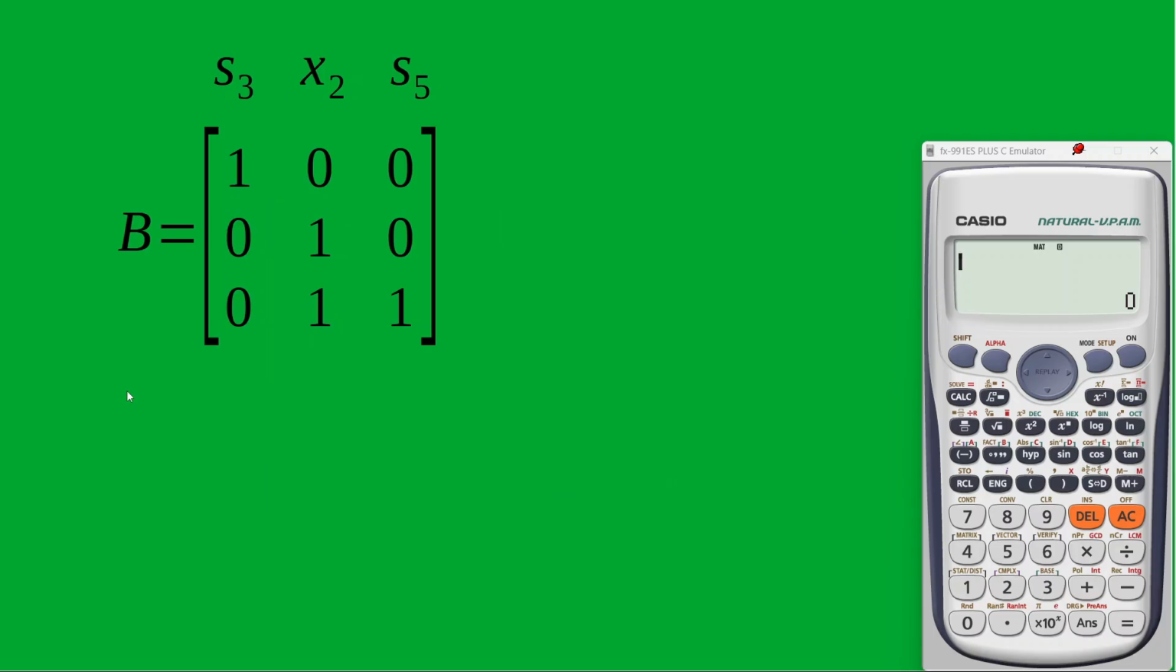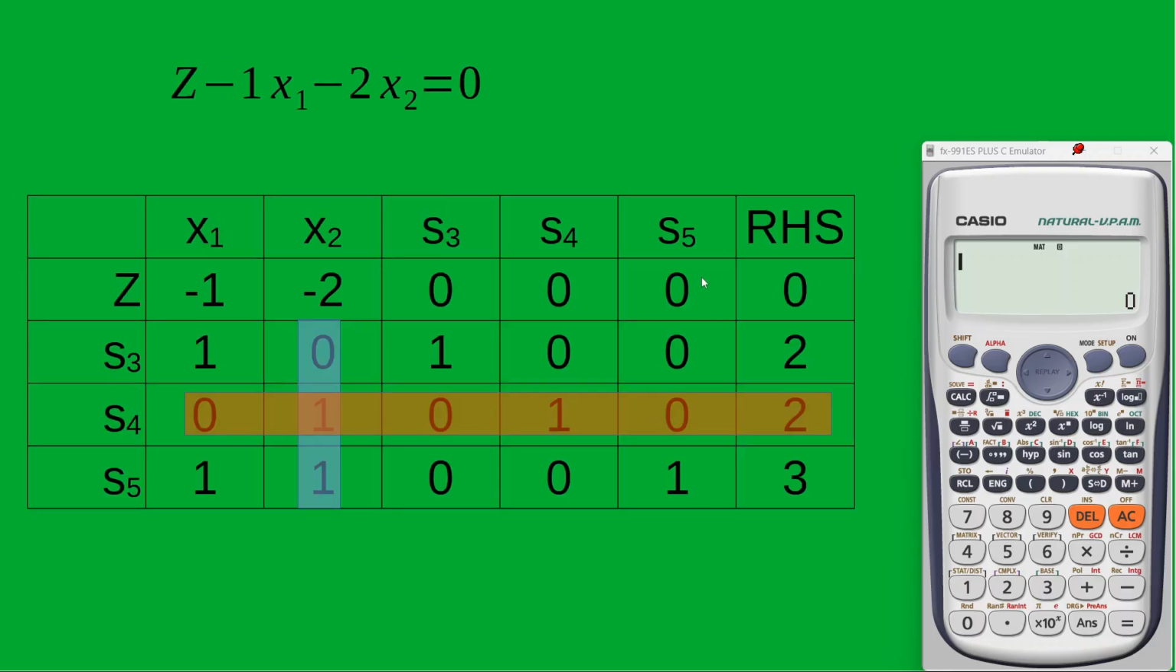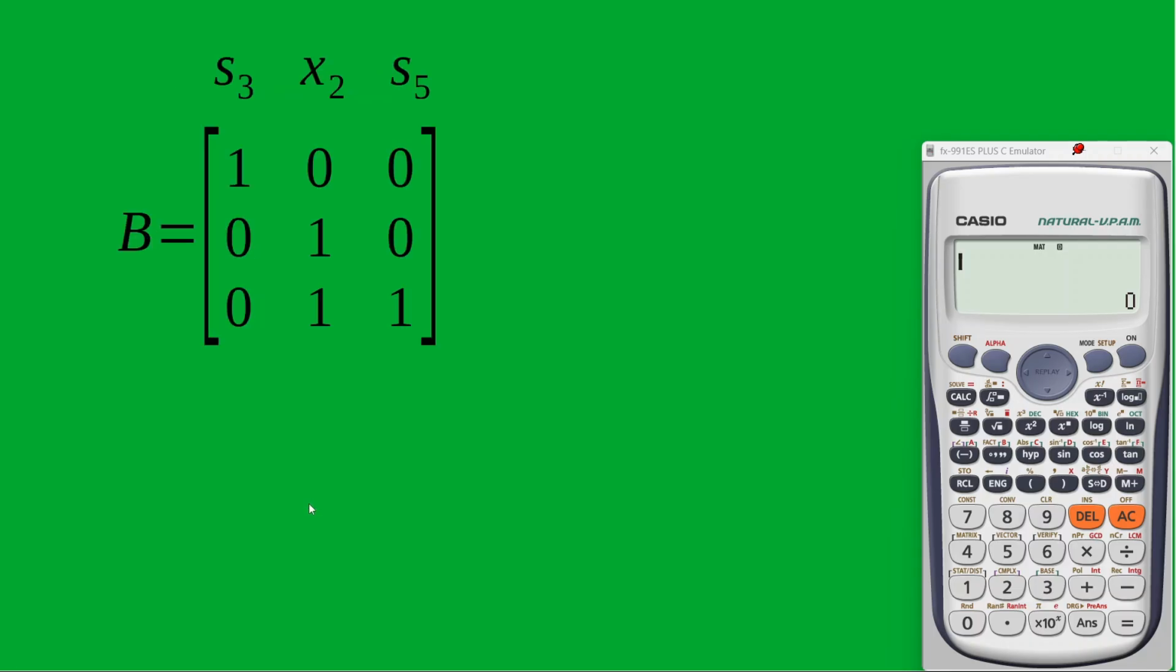Now we construct matrix B, where matrix B has all the columns of the basic variables. Now the basic variables in this case are S3, X2 and S5. Let's go back. S3 has 1, 0, 0 as the coefficient. S5 has 0, 0, 1 and X2 has 0, 1, 1. There we have noted it. So let's enter this.